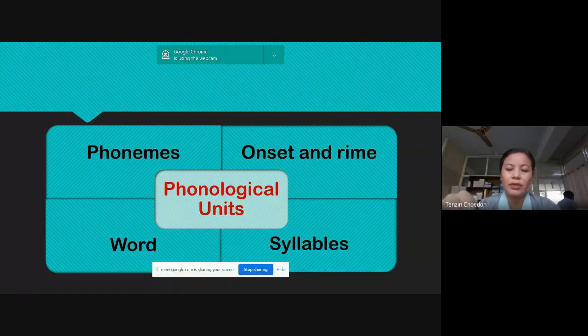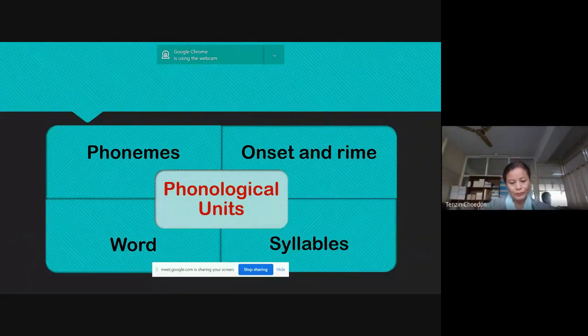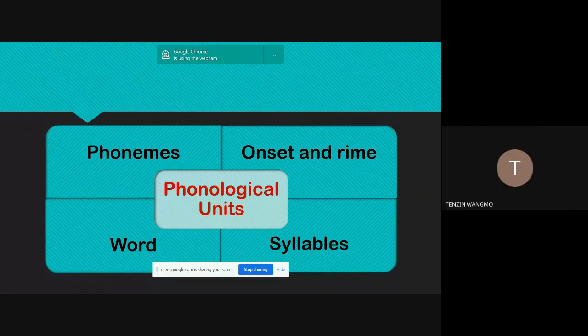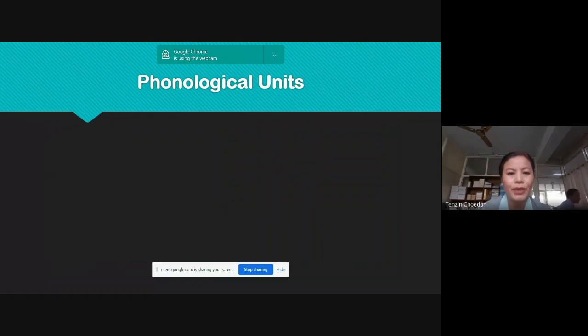Phonemes we have already covered, but we'll still look at this. Is it clear? Yes, ma'am. Okay, thank you.